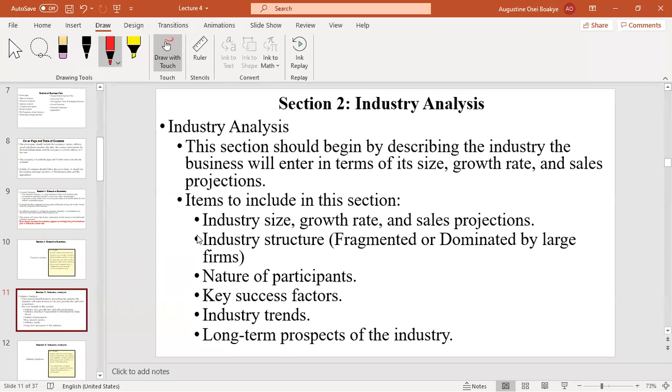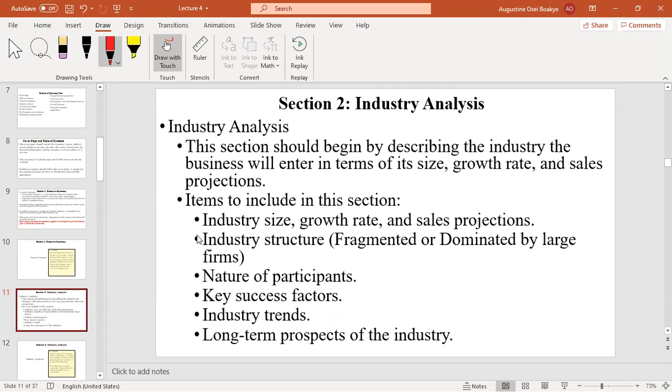Key success factors. Those that are thriving in that industry, what is helping them to chalk all their successes? Is it the regulations from government? Is it the particular technology that they are making good use of? Is it that they've carved a niche for themselves, and so on and so forth? Then the issue of industry trends, which we looked at last week, which has to do with government, political and government regulatory agencies and the trends they are setting, marketing trends, technological trends, demographic trends, and so on and so forth. And the long-term prospects of the industry.